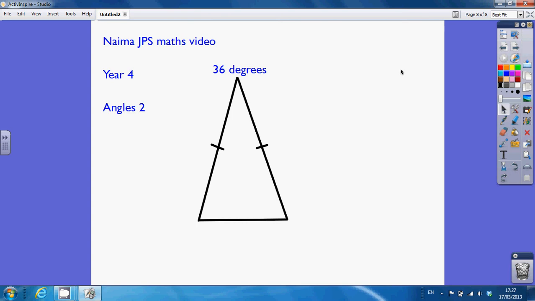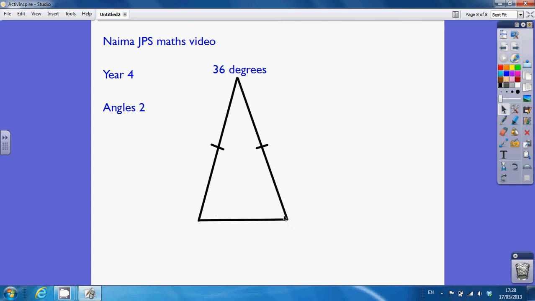So because we know that this angle up here is 36 degrees, and we know that this is an isosceles triangle, we know that these two angles down here must be the same. Okay, they're the same in degrees. So what we need to do is, we know that the total is going to be 180. So we need to do 180 take away the 36. So 180 take away 36 is 144.